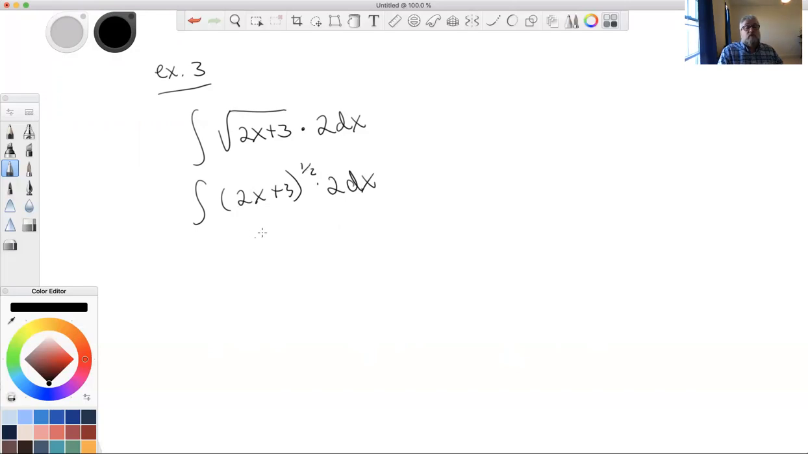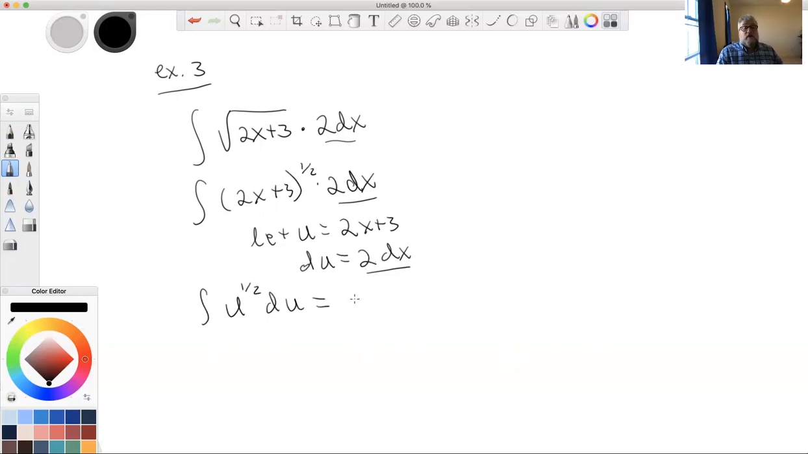Function raised to an exponent. Let u equal 2x plus 3. du is going to be, let's see, the derivative of 2x is 2. Derivative of 3 is 0. Okay, there we go. Do we have a 2 dx? Oh, look at that, we do. So I can go ahead and write this in the form u to the 1/2 du, and that's going to become u to the 1/2 plus 1, which is 3/2.